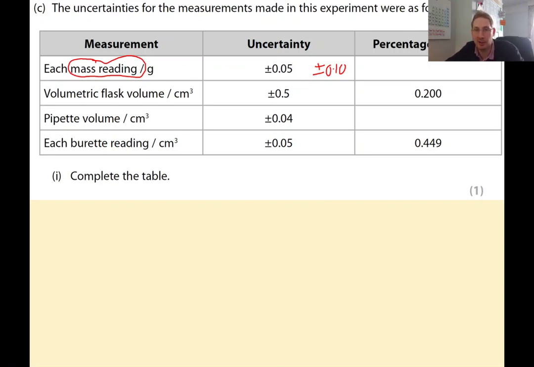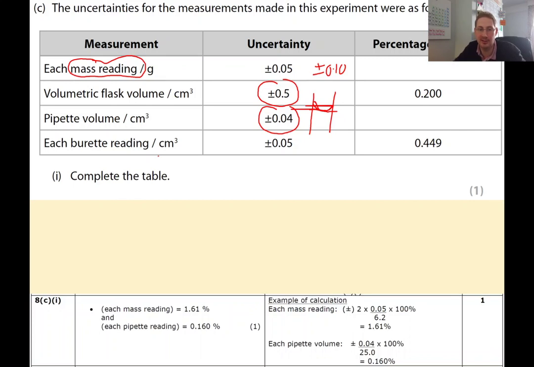The pipette volume, we don't double this, okay? So things like volumetric flasks and pipettes, which we just fill up to the line, there's only 1 reading we do, and that is how close you are to that line on the pipette or the burette, and therefore we don't need to double that.